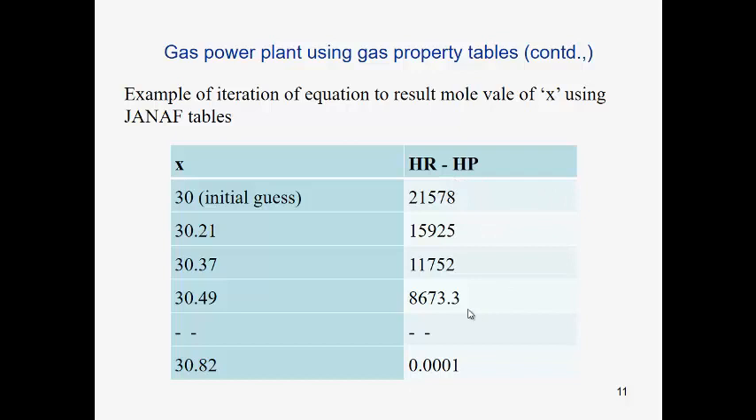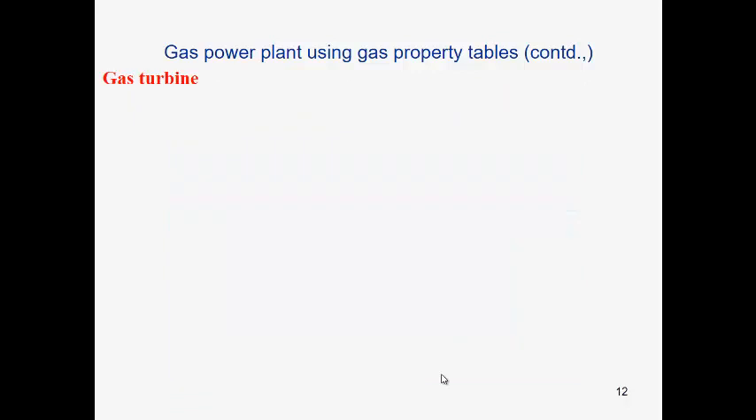It's coming as 21,578, so the x value is changed here. After changing, finally at 30.82, it's very close to 0. So all 5 unknowns are determined by means of mass balance and energy balance in the gas turbine combustion chamber. The third component is a gas turbine.